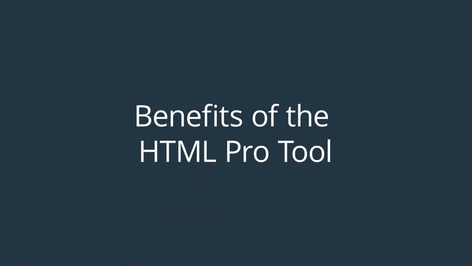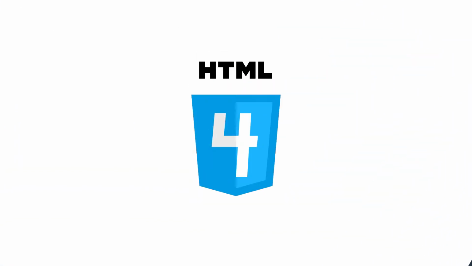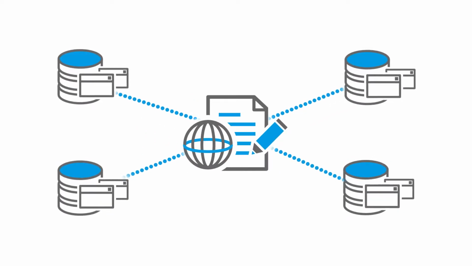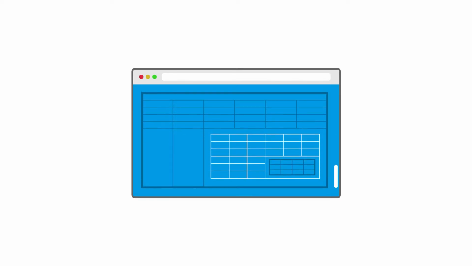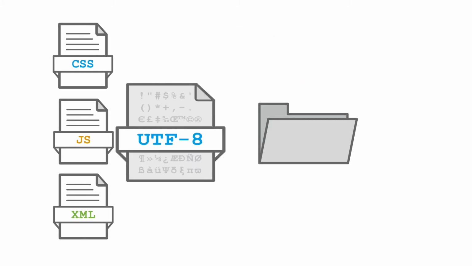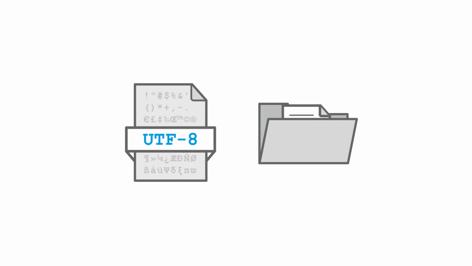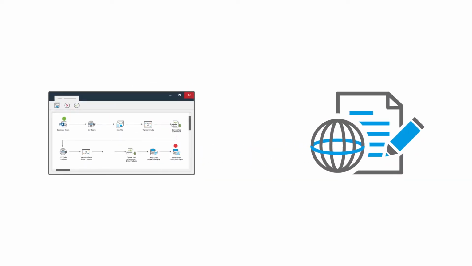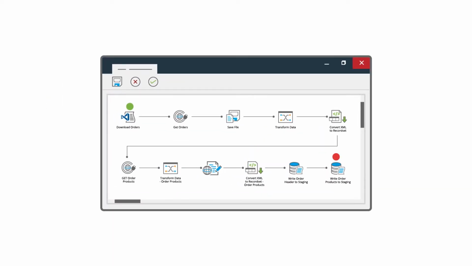The new HTML Pro tool has many benefits over the previous Format as HTML tool, such as HTML4 and upward support, the ability to use multiple input record sets, support for multiple tables with or without nesting, extraction and handling of embedded local resources, and UTF-8 support. The Format as HTML Pro tool does not require any global configuration before being used in a task.